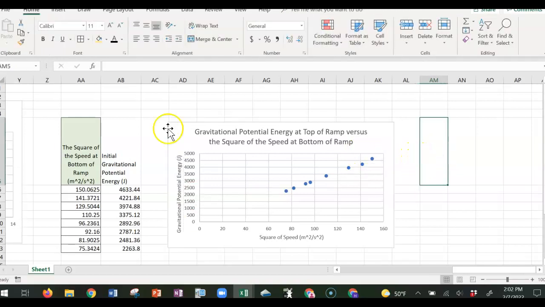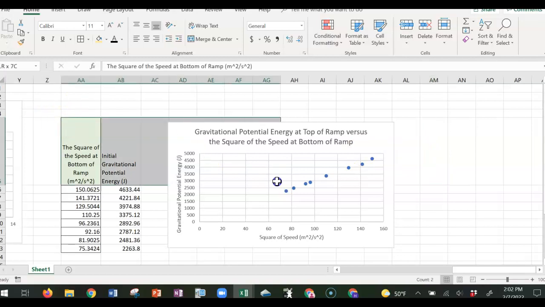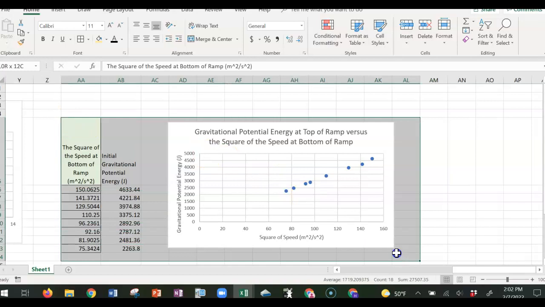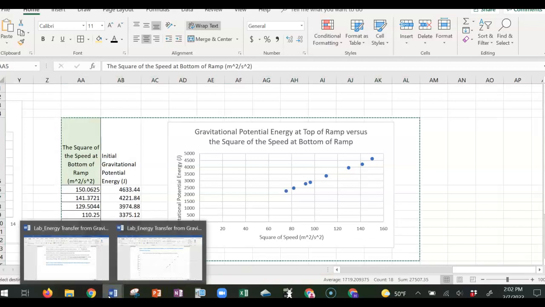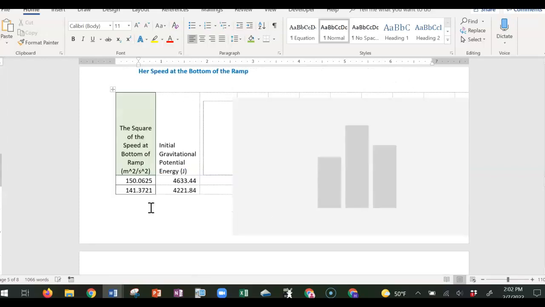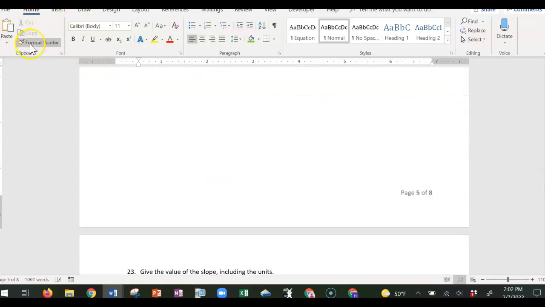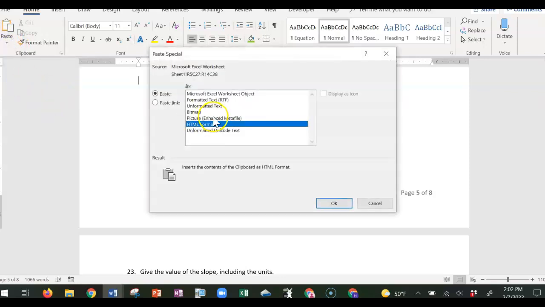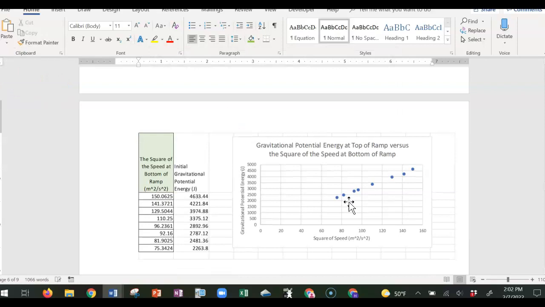For this graph, you need to copy not only the graph but also the data table, because we don't have that anywhere else in the lab report. Copy that and paste it in the report here at step 22. Once again, I did that, I need to paste it. It would look better if you paste it as a metafile, because then it will automatically resize for you. There we go. Okay.